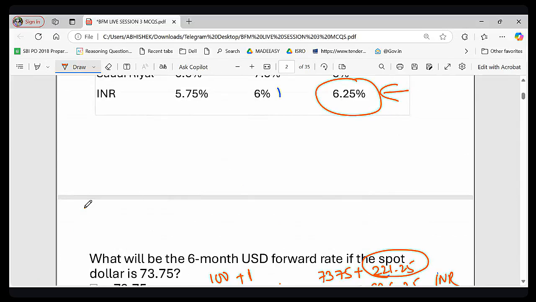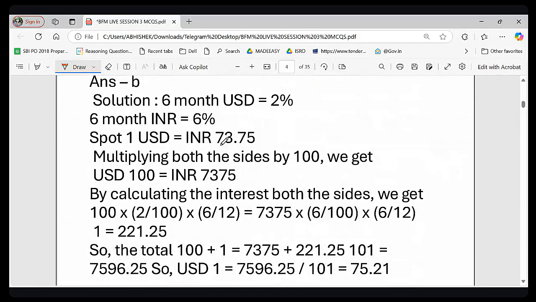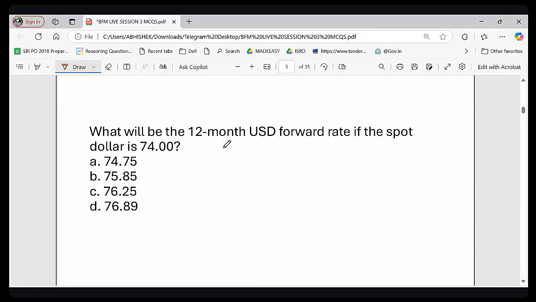Okay, so for the 12-month interest rate, let's break this problem into simple steps so that everyone can follow. We will assume 100 USD as the starting amount. So what is the spot rate? You can see $1 is equal to 74.00. If anyone has solved this question, please type the answer. I will appreciate it if you are able to solve it on your own.